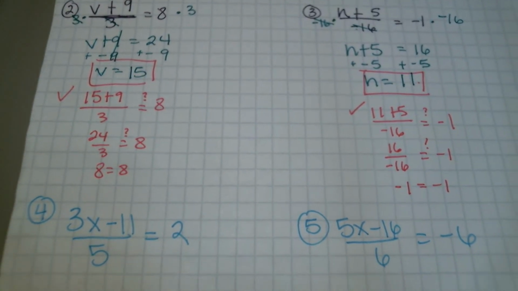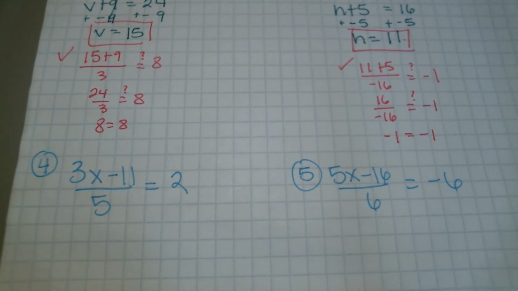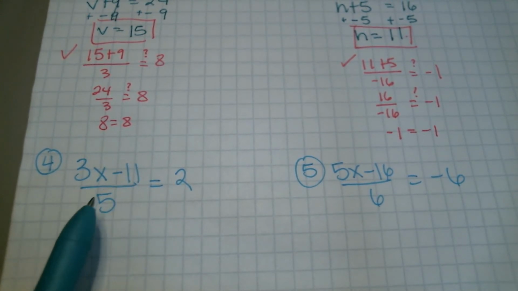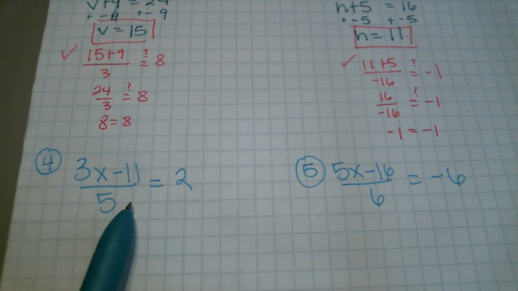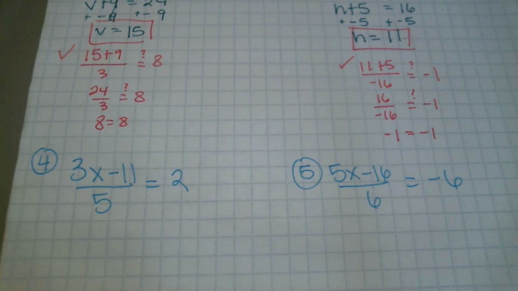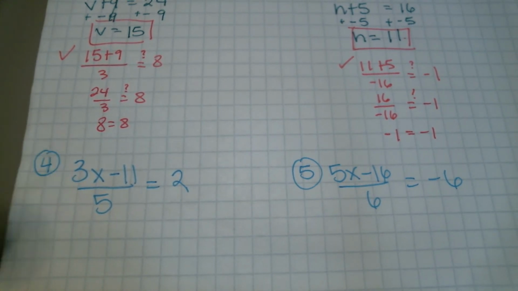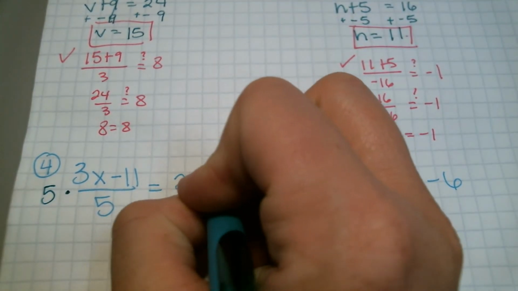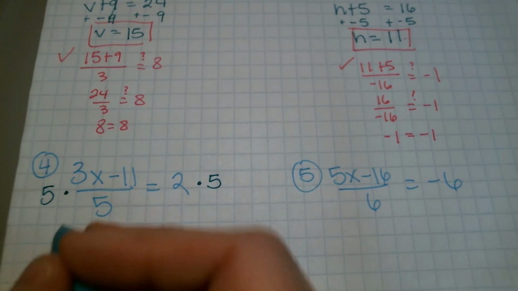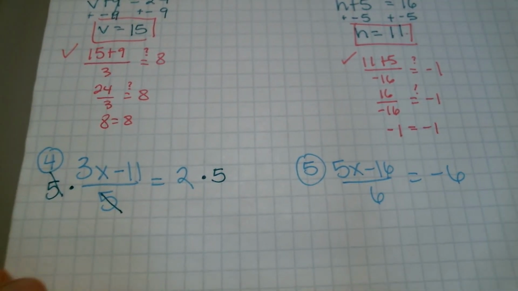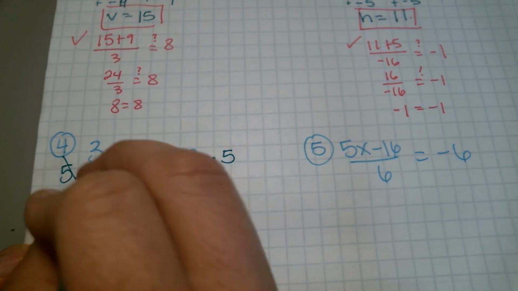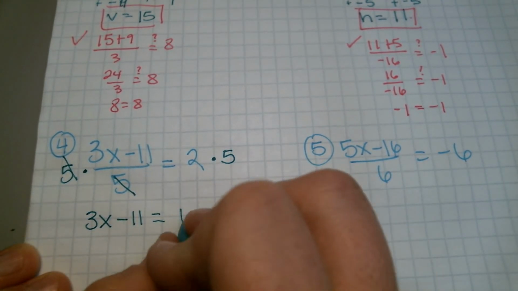All right, let's look at some slightly more difficult problems. So now my expression in the numerator is a little bit more difficult. Not much, but we've got 3x minus 11, and we've got this 5 in the denominator. Regardless of what's in the numerator, we're still going to multiply both sides by whatever number's in the denominator. That cancels what's in the denominator. We're left with 3x minus 11, that numerator, and 2 times 5 is 10.